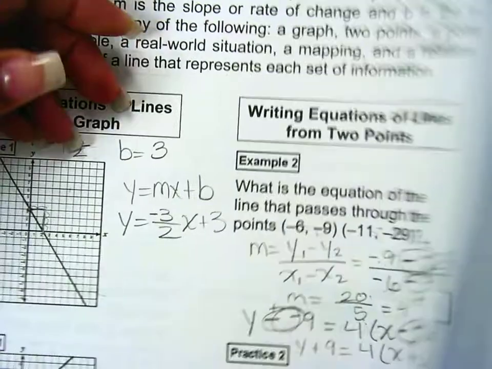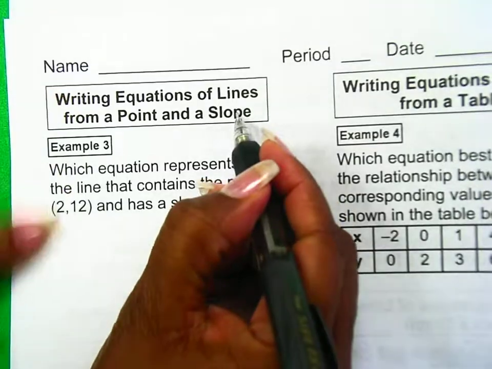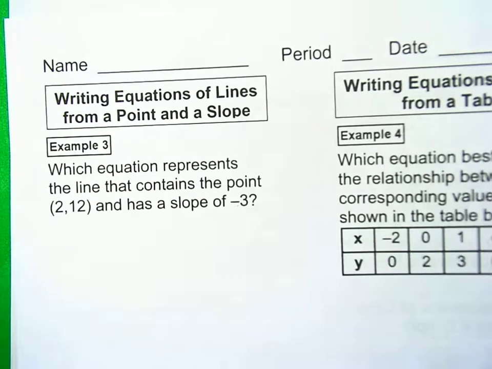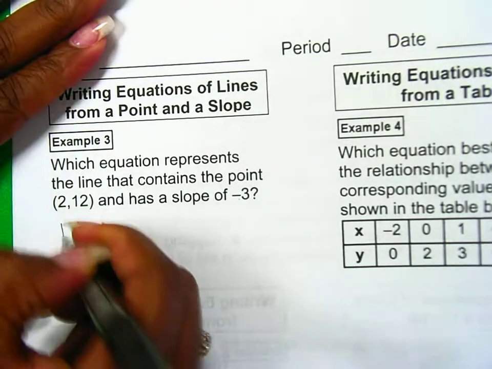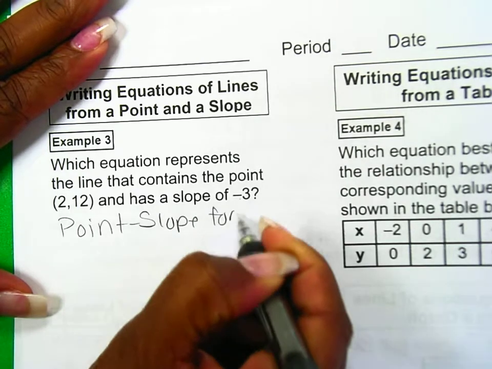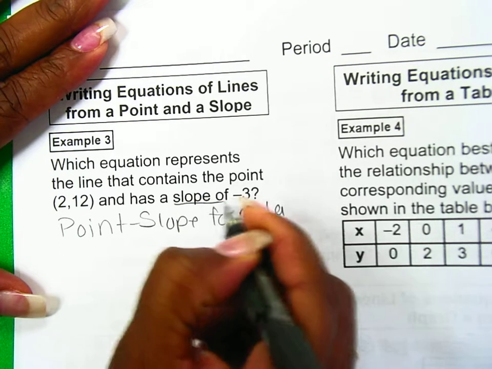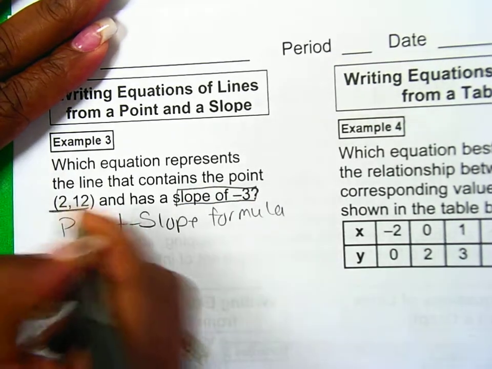So here we go. Moving on to another example. Example 3. They gave me a slope and they gave me a point. Which one do you think I'm going to use? Slope-intercept form, where I need the slope and the y-intercept, or the point slope formula, where I need the slope and a point? You're right. I'm going to use the point slope formula because I got the slope and I have a point.